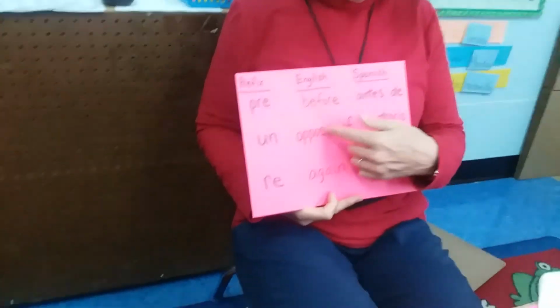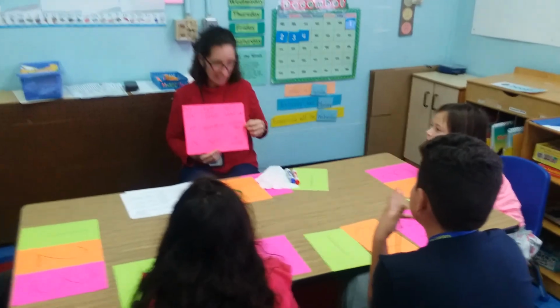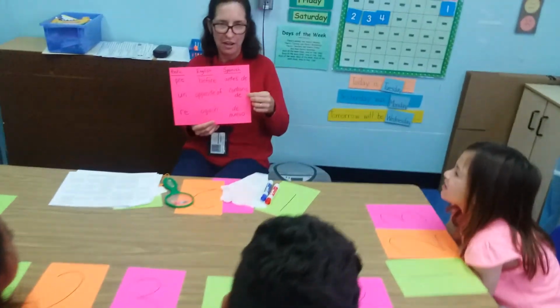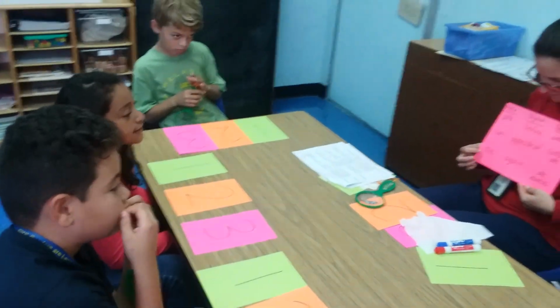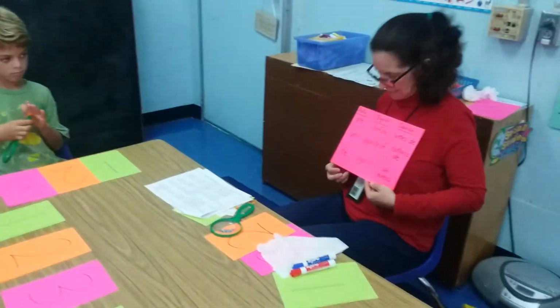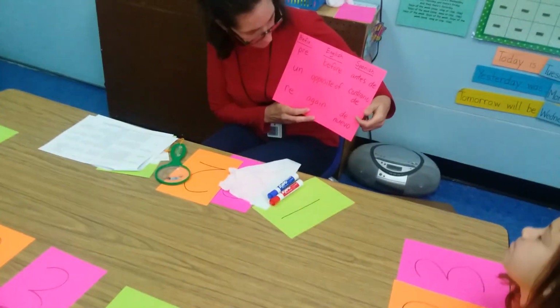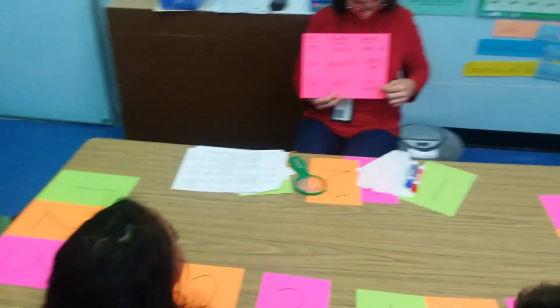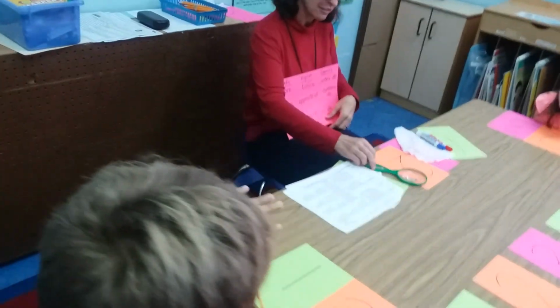Un means the opposite of, okay? And it means in Spanish, contrario de. Right? Am I saying it correctly, Mike? Contrario de, that's what un means. And then the prefix re, okay, means again, and de nuevo, that's what it means in Spanish. So these are the three prefixes that you figured out, that you could find.